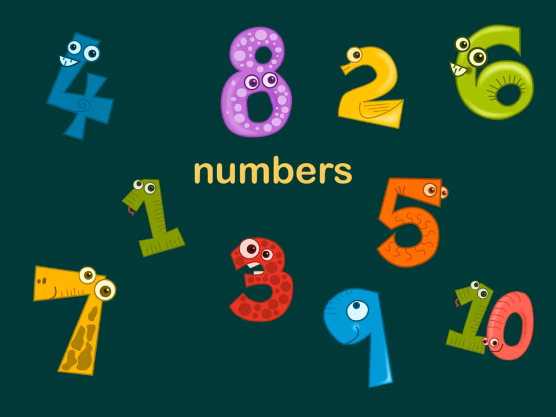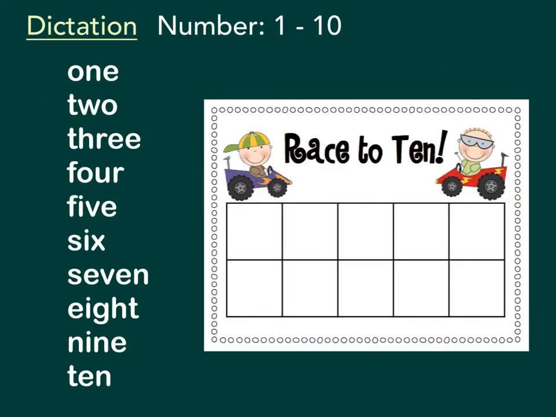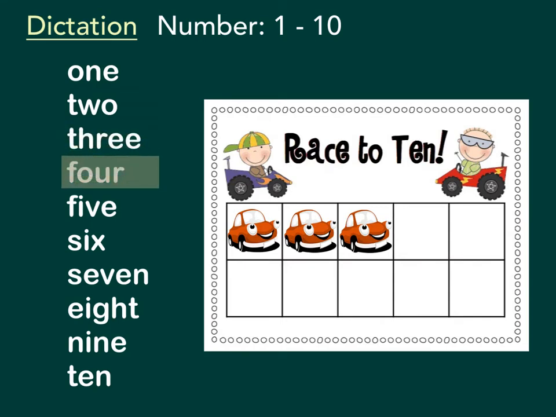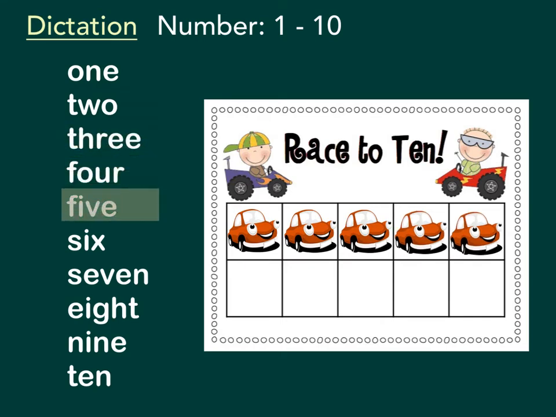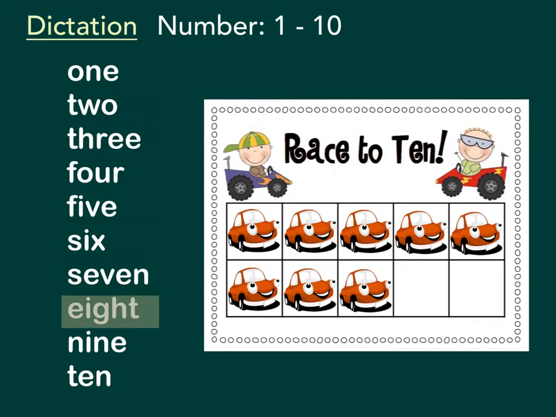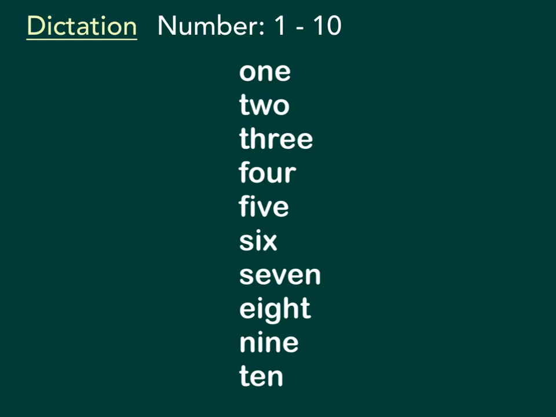小朋友你好吗？今堂 is dictation. We are going to listen and dictate some numbers. First of all, let's review the numbers. 1, 2, 3, 4, 5, 6, 7, 8, 9, 10. Let's review the spelling from 1 to 10.